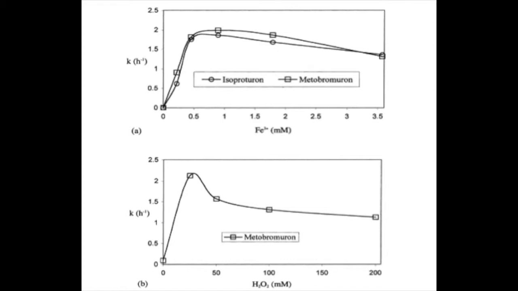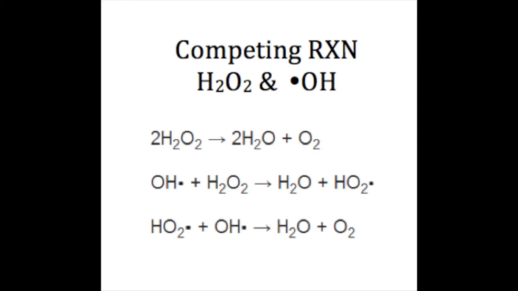But if you're using ambi, the iron 3 concentration that is optimal is actually 0.3 millimoles per liter. Now if the concentration of hydrogen peroxide is larger than what you need, it will hinder the mineralization of the compound because hydrogen peroxide will compete with the pollutant to react with hydroxide radicals.